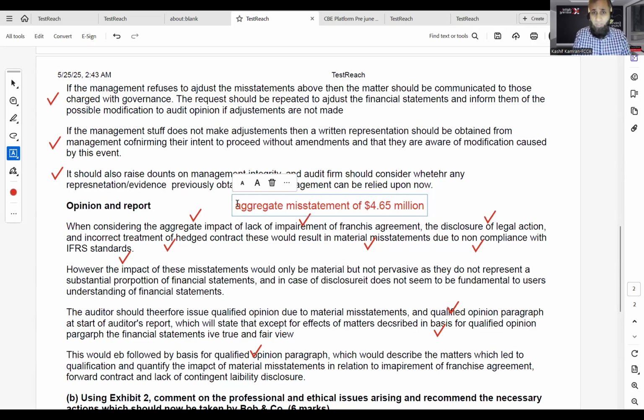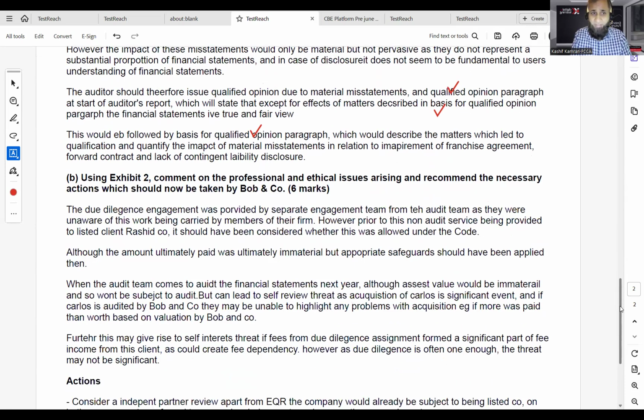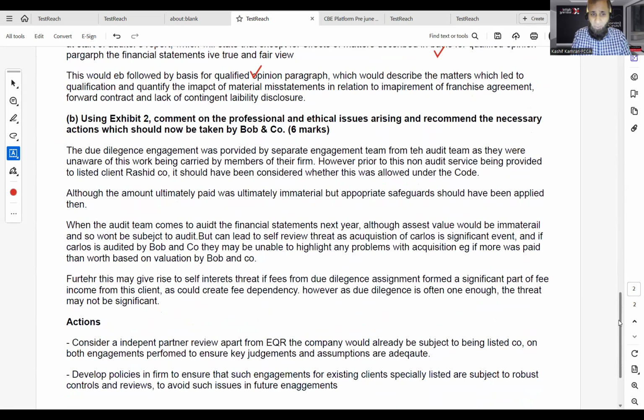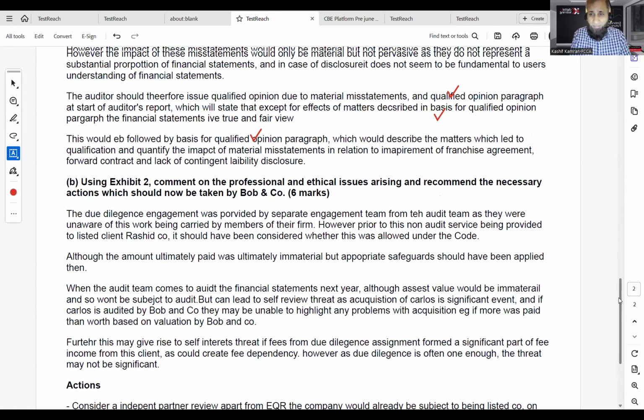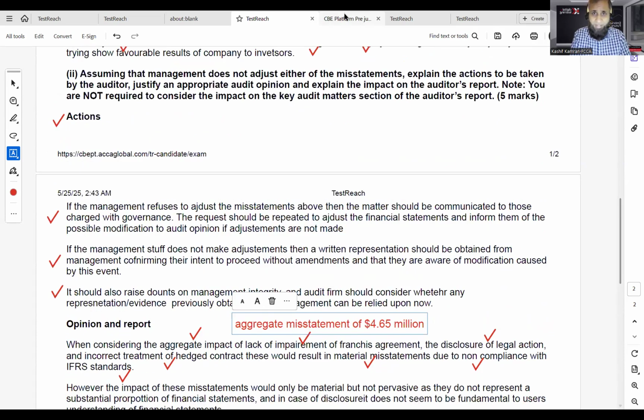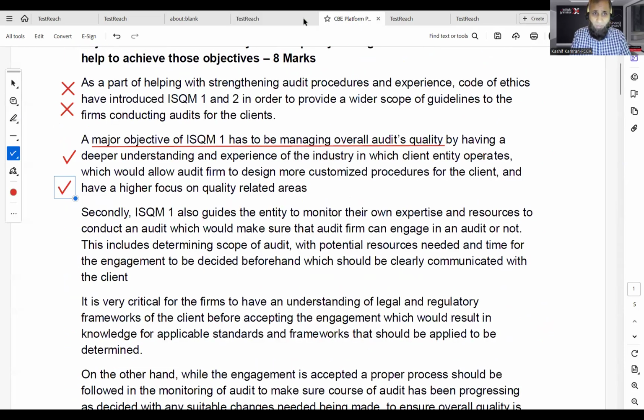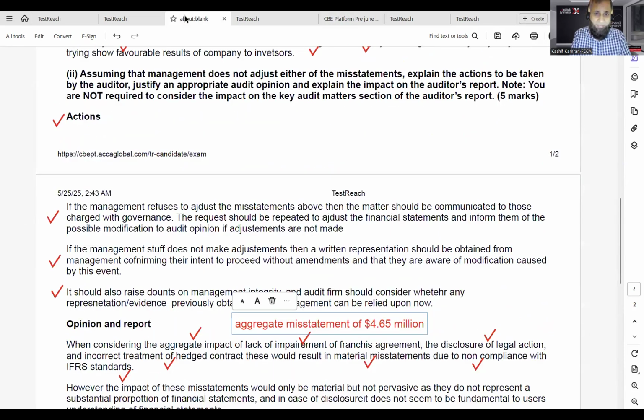So I hope you're fine with the ways of writing the answers and the blunders the student made. And then the second part, ethical and professional issues, I'll be sharing the student answer with you, as this was a good answer overall. Is that clear to all of you about how to go about writing the answers?